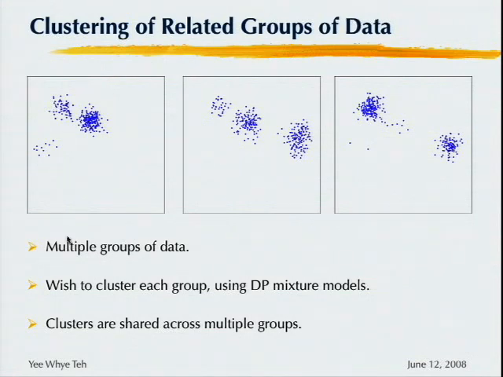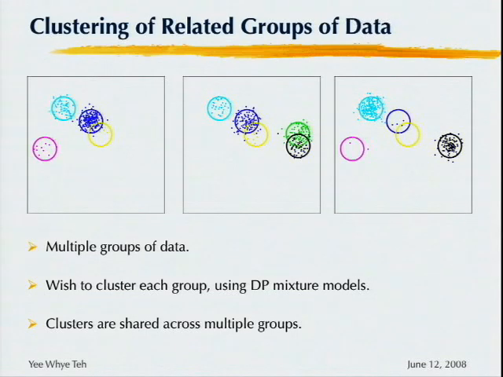So here, for example, we have 3 groups of data points, and you might think that there are 3 clusters here, maybe 3 clusters here, and 2 clusters here with some outliers. What I mean by related is that the clusters in the different groups of data can be shared across the different groups. So you might fit mixture models to these 3 groups of data, and you find that this cluster is basically the same as that cluster. It's basically the same as that cluster.